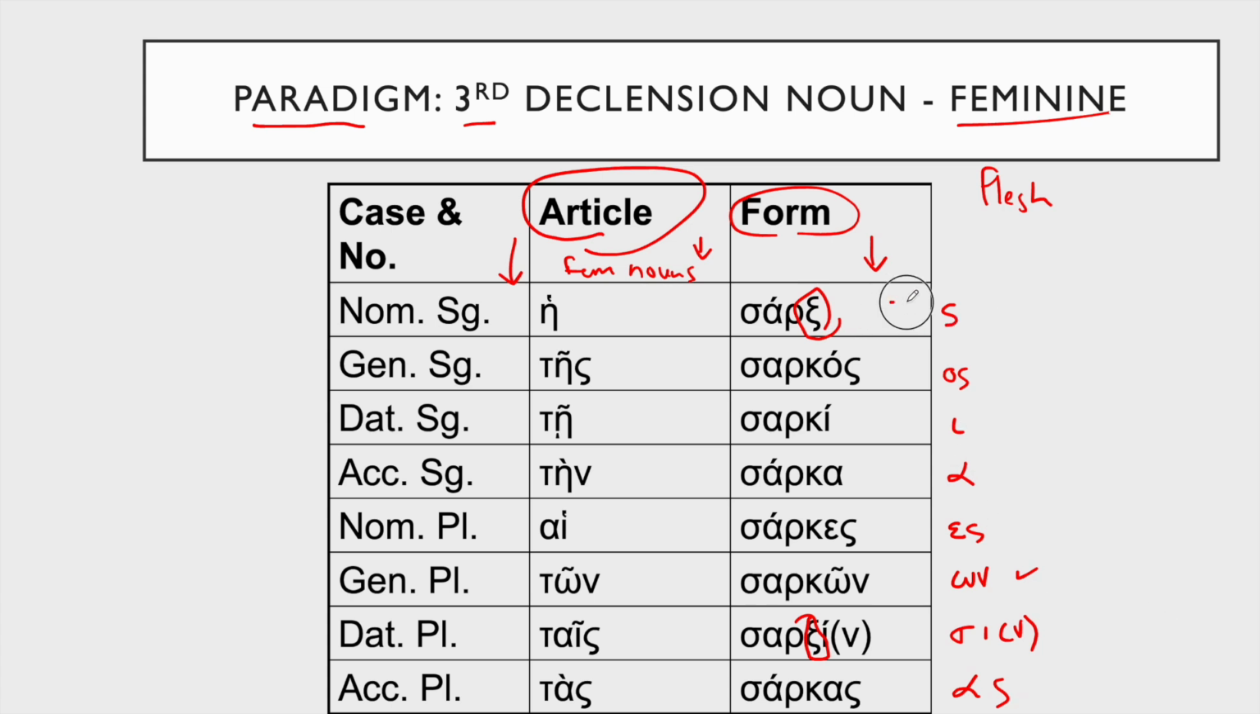So the two that look a little different are the nominative singular and dative plural. Everywhere else we see what's called the true stem, with the kappa in the case of sarx, and the ending. So you're learning new endings, but you're also noting these changes that occur here. All right?